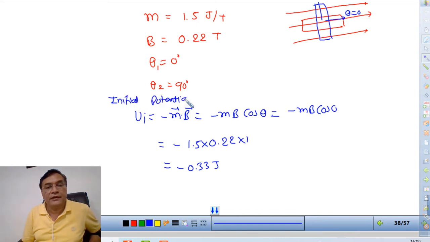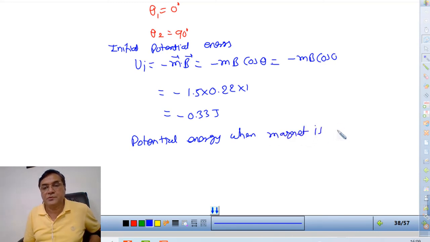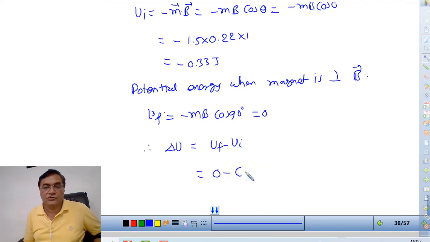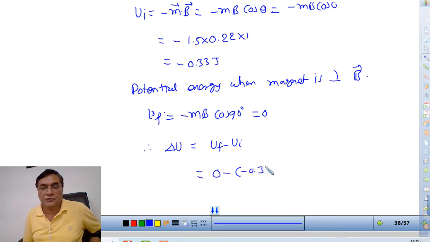And now potential energy when magnet is perpendicular to B. So I say UF is equal to minus MB cos 90 degree because now theta is equal to 90 degree. So it is equal to 0. Therefore delta U is equal to UF minus UI. So UF is equal to 0, 0 minus UI, minus MB, which we have calculated as minus 0.33.